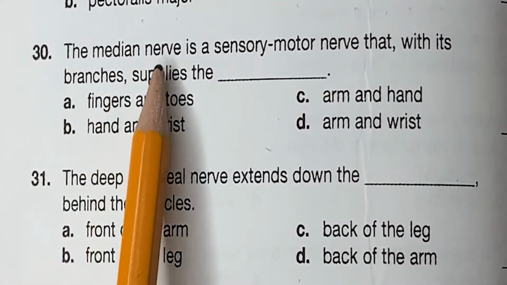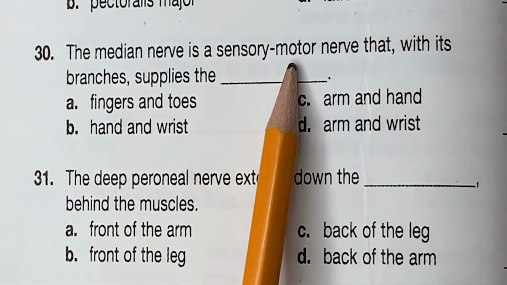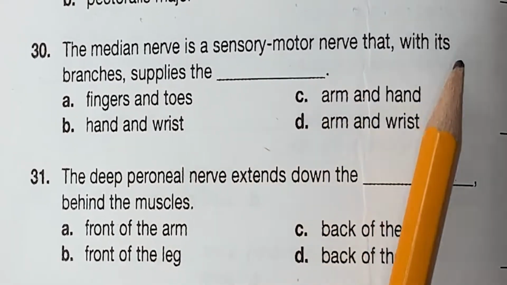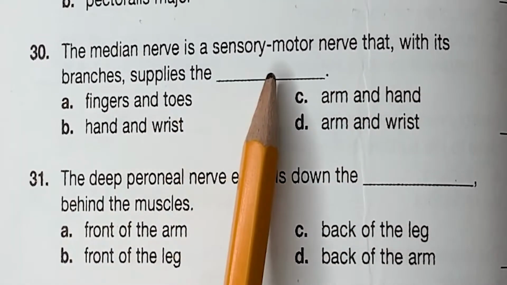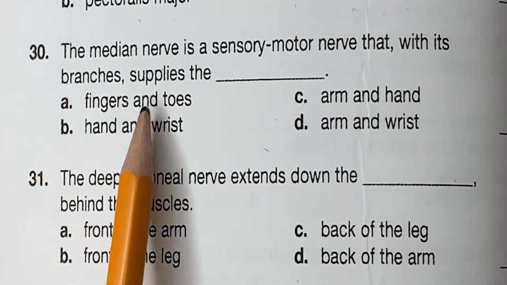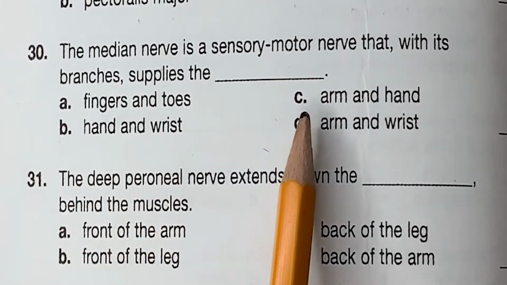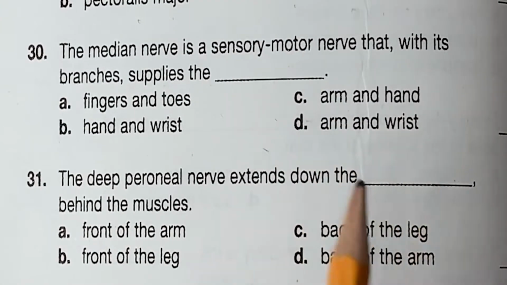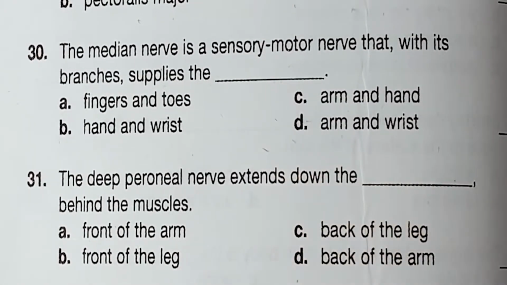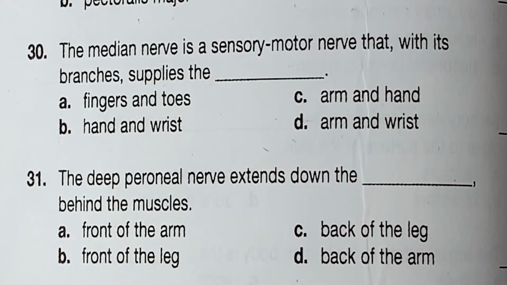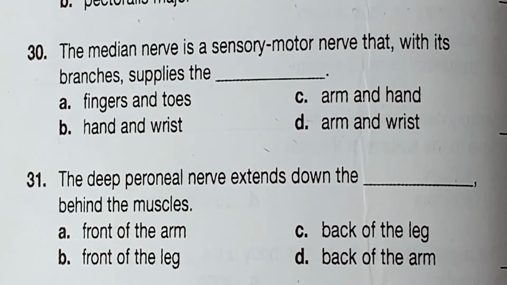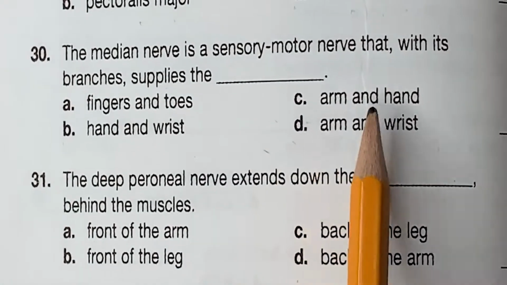30. The median nerve is a sensory-motor nerve that, with its branches, supplies the blank. A, fingers and toes, B, hand and wrist, C, arm and hand, or D, arm and wrist? And your correct answer is C, arm and hand.